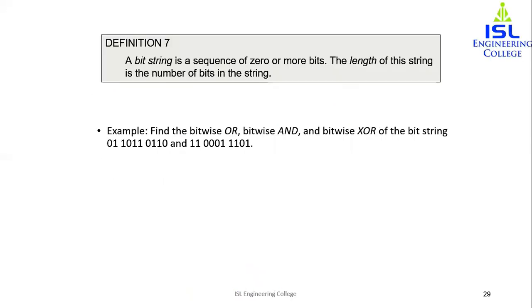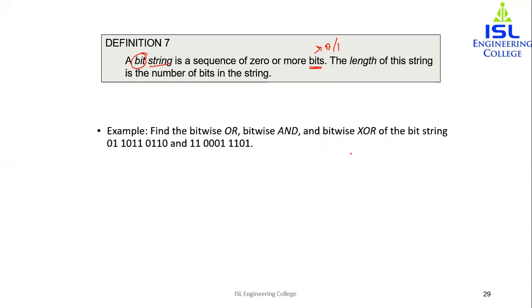Next, what do you mean by a bit string? So a bit string is a sequence of 0 or more bits. So string, if you remember, is a sequence of characters. Since it is supposed to be a bit string, it will have bits. So bits are either 0 or 1. So a string made up of 0s or 1s is a bit string. And the length of the string is the number of bits in the string. Okay. Now we have to find the bitwise OR, bitwise AND, and bitwise XOR of the string.